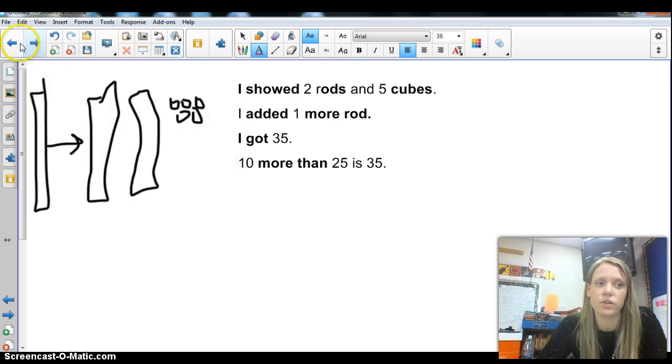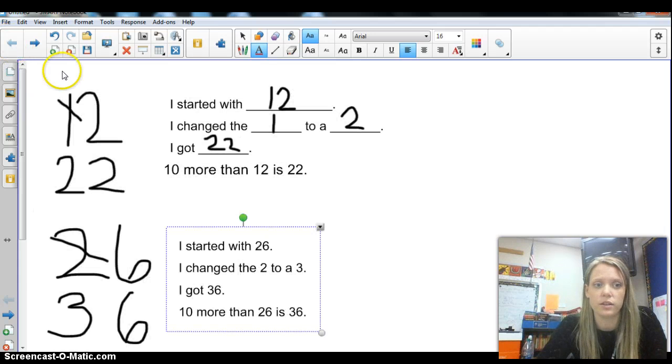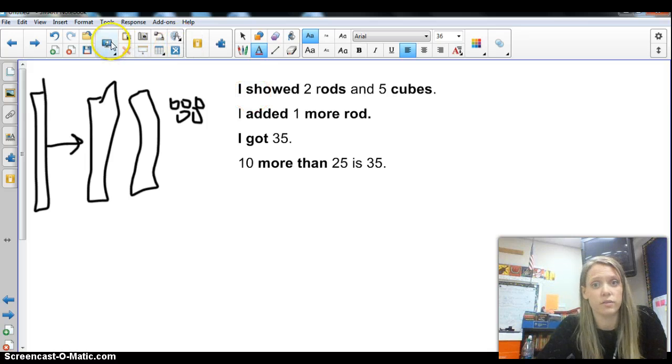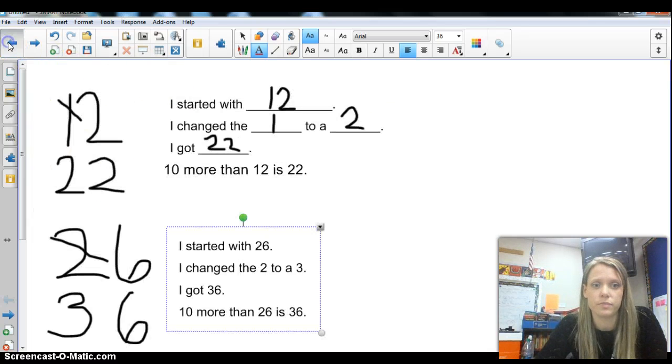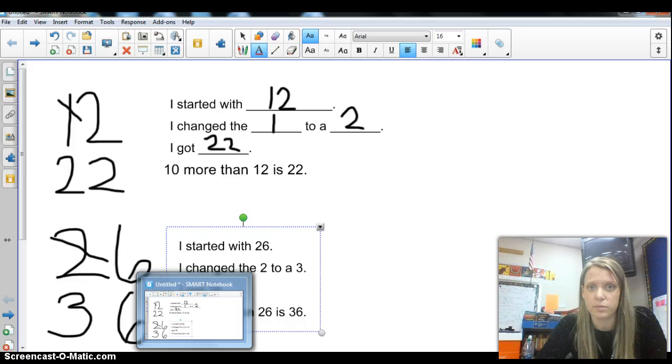Now remember, if you use the pattern strategy, you're not going to write, I showed 2 rods and 5 cubes, because that's not what you did. Your explanation must match what is shown in your picture. So today we're going to practice justifying our answers by writing an explanation to go along with our answer.